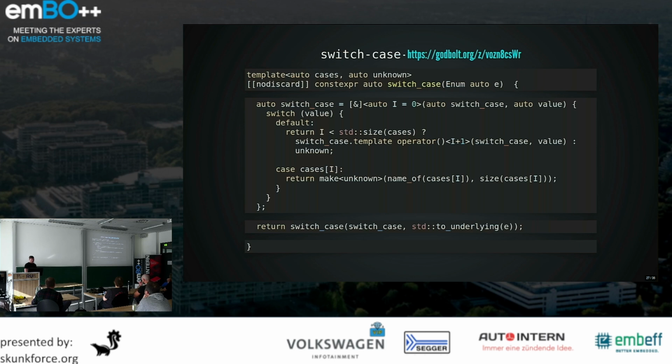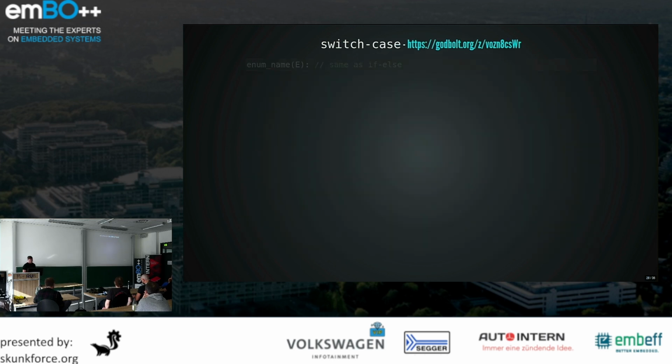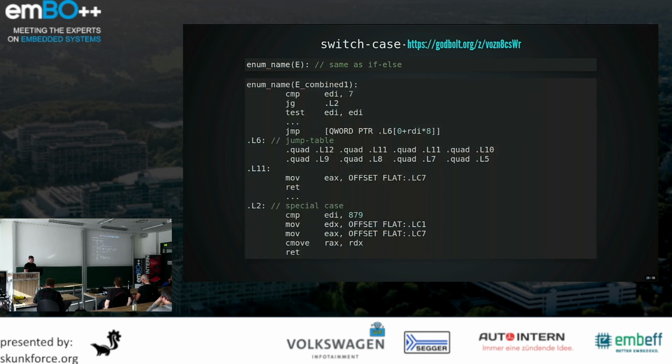The main idea here is that in the default, we generate the next case recursively. So what will that generate for the enum name? It will generate the same as if else, because the enum has just two values, 0 and 1. It didn't generate a jump table because it's less than 5, and didn't generate the bit set because it's not applicable, since the names are not going to the one case. For the combined one, which is more problematic, it can generate the jump table and the special case.